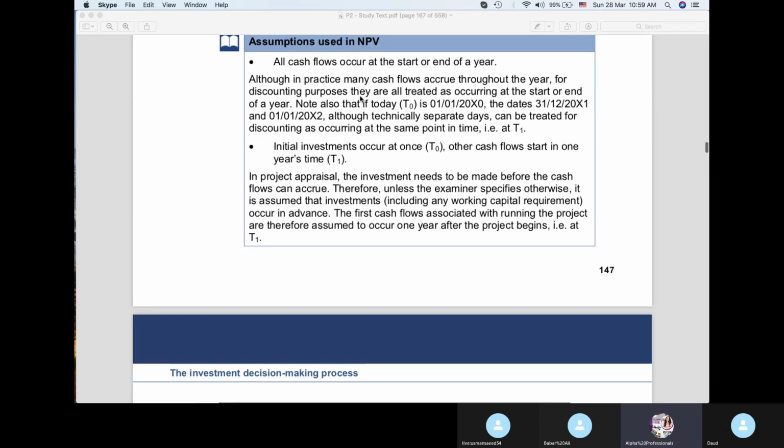So the assumption used in NPV is that all cash flows occur at the start or end of the year. Although in practice your cash flows come throughout the year, because you are selling and getting cash in your running business, to make things simple, in NPV calculation we consider that either the cash inflows or outflows are incurred at the start of the year or at the end of the year.